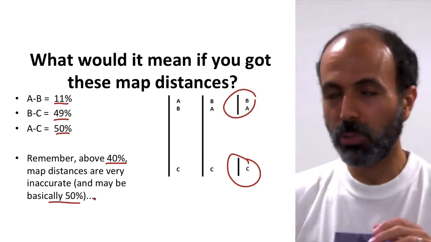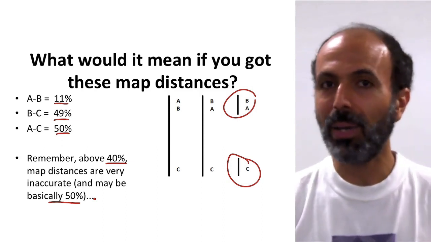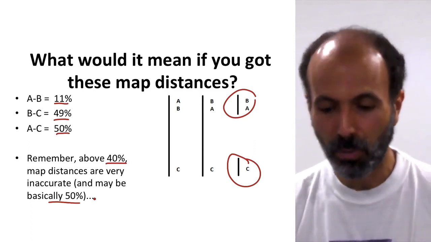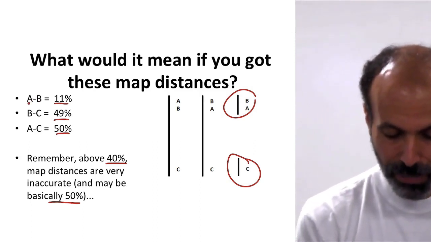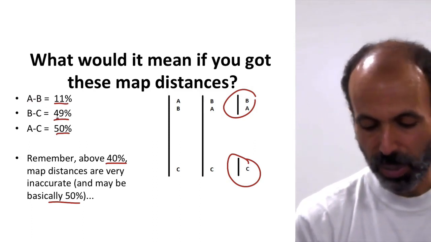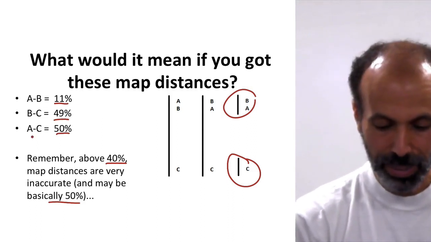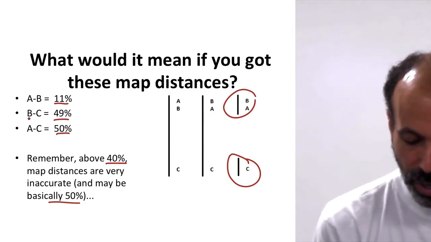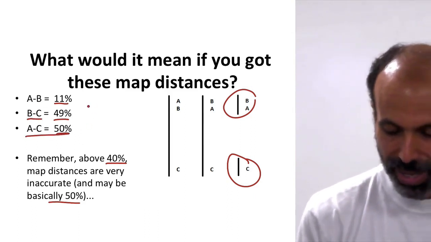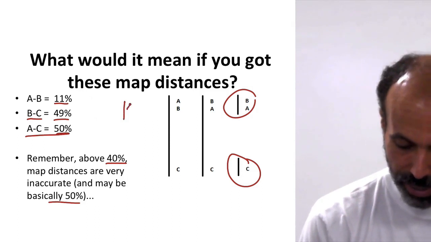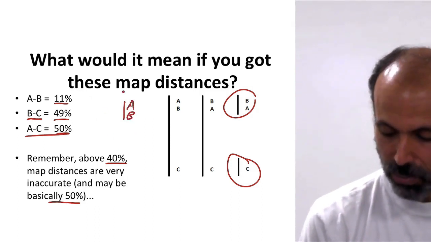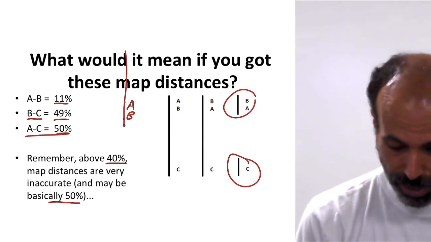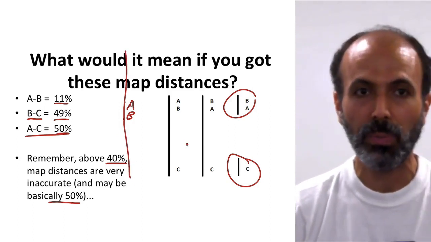So I wouldn't ever trust, when you're determining an order of genes, any map distance you see that's more than 40%, because at that point you really just have no information. So if you have something like this, where A and B is 11%, B and C is 49, or even 43% or something like that, A and C is 50% or even 45%, basically you don't know how far apart these are. You just know that A and B are linked. So all of the information you have in this case is that A and B are nearby, and you have no idea where C is. C could be really far up this way on the chromosome, it could be really far down that way on the chromosome, or it could be on a different chromosome.